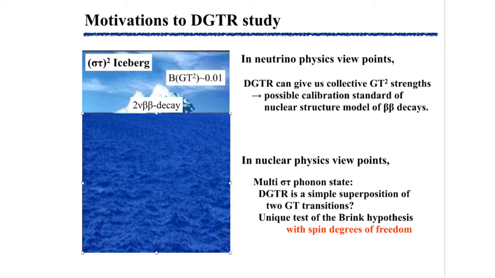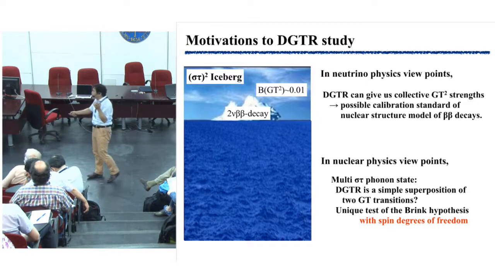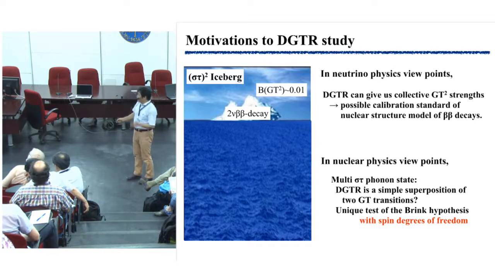From the neutrino physics viewpoint, it is possible to calibrate the standard nuclear structure model for beta decay. And from the nuclear physics viewpoint, it can provide us an opportunity to study the multiple sigma-tau phonon state. We can answer the question of whether the double Gamow-Teller resonance is a simple superposition of two Gamow-Teller transitions or not. Which means, in other words, it can be a unique test of the Brink hypothesis with spin degrees of freedom.